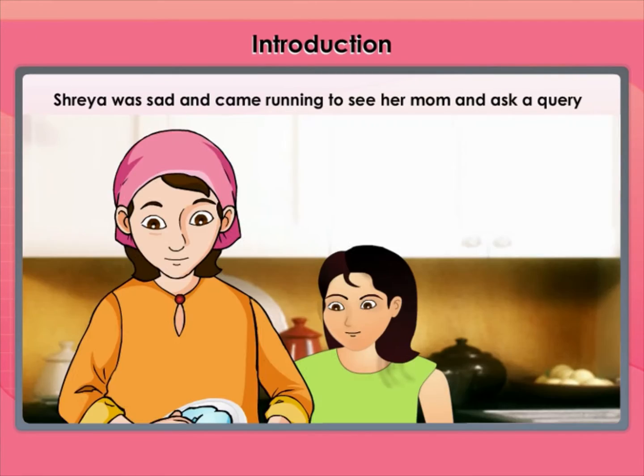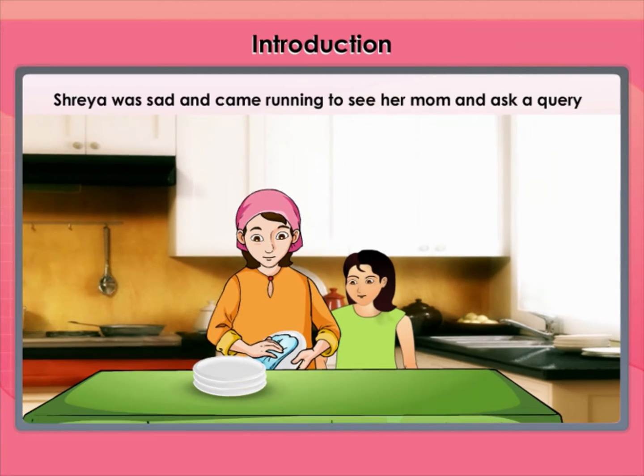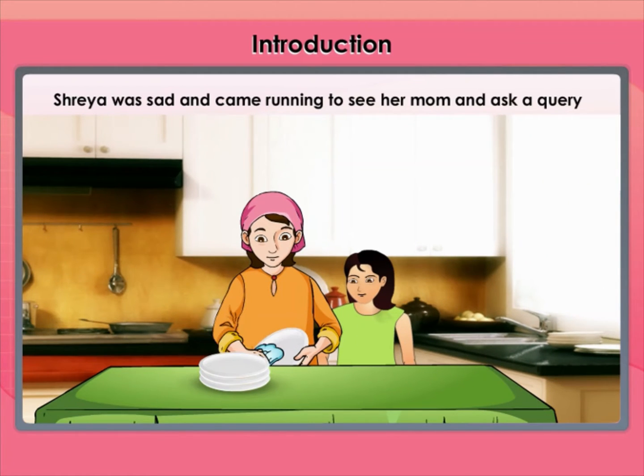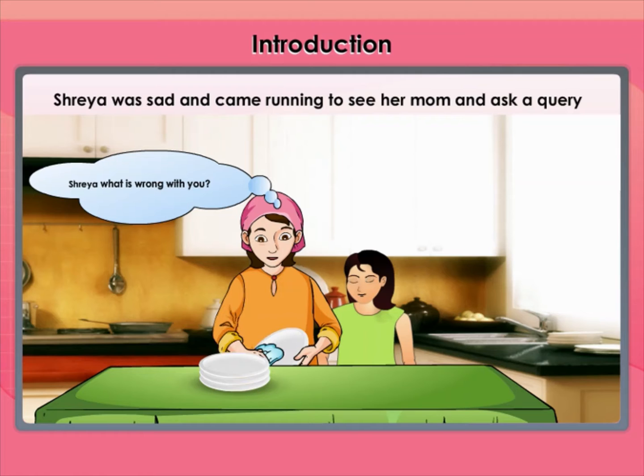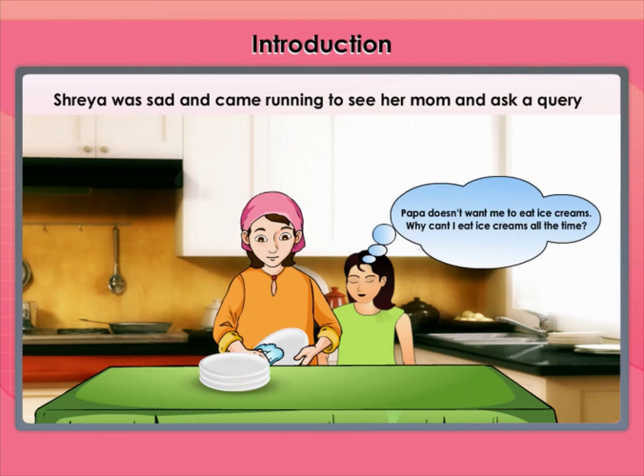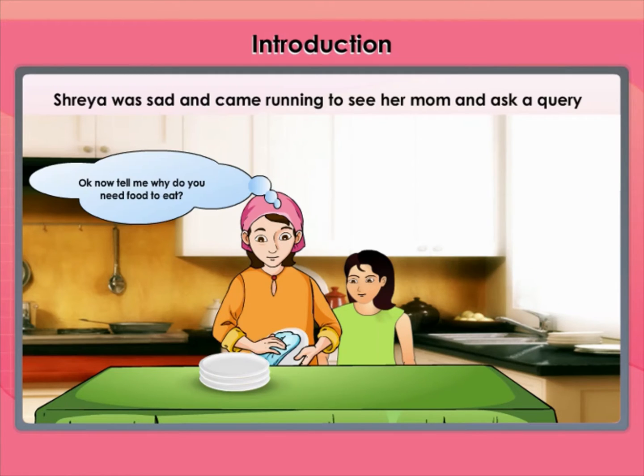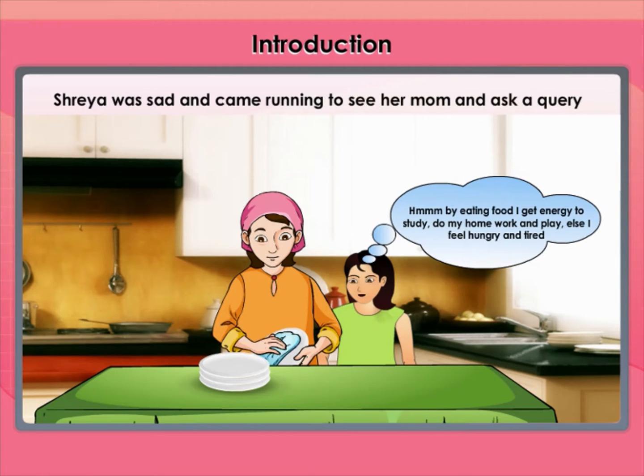Introduction. Shreya was sad and came running to see her mom and ask a query. Shreya, what is wrong with you? Papa doesn't want me to eat ice creams. Why can't I eat ice creams all the time? Okay. Now tell me, why do you need food to eat? By eating food, I get energy to study, do my homework and play. Else I feel hungry and tired.